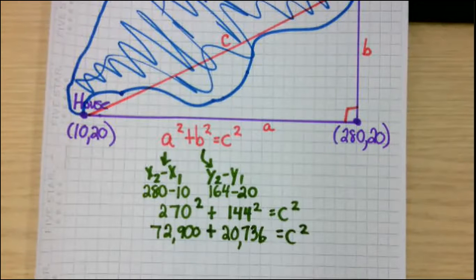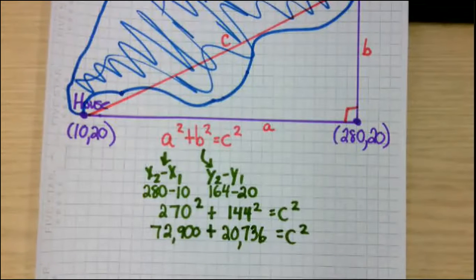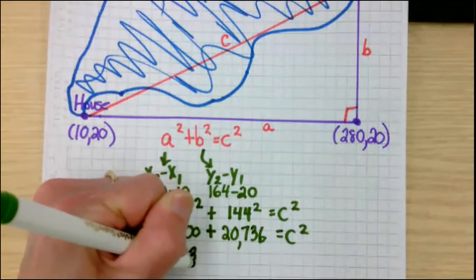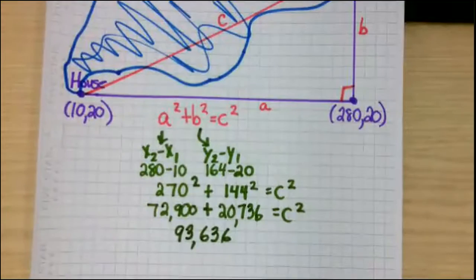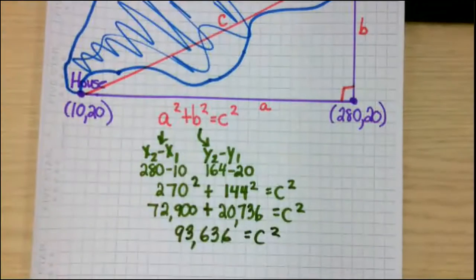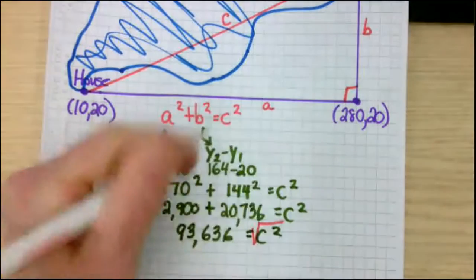72,900 plus 20,736 is equal to, I think I did that wrong, 72,900 plus 20,736 is 93,636, which is equal to c squared. How do we get to c? Do a different color. Square root both sides.